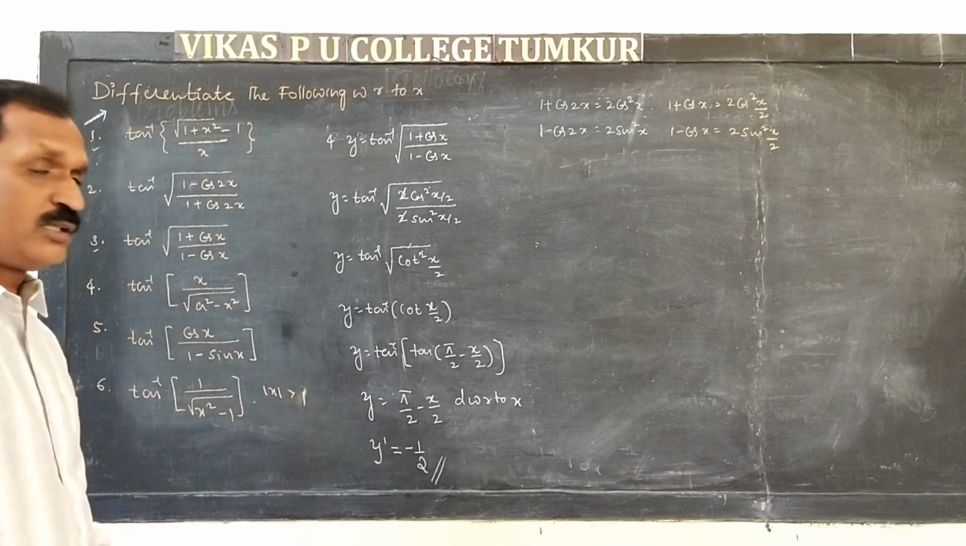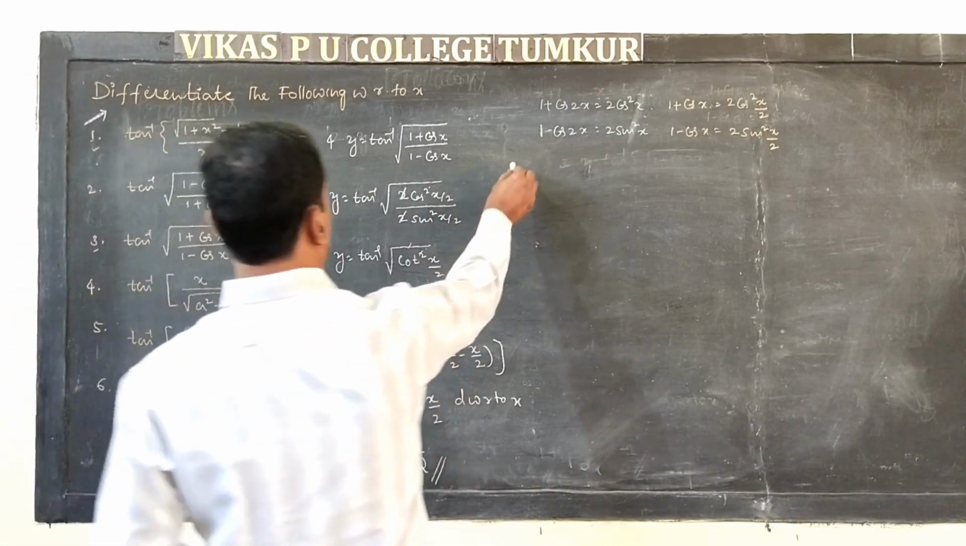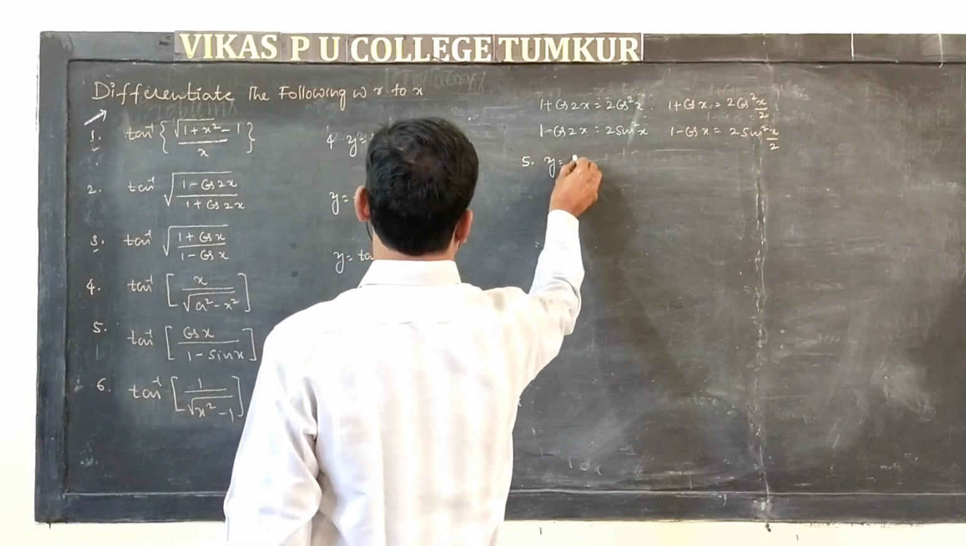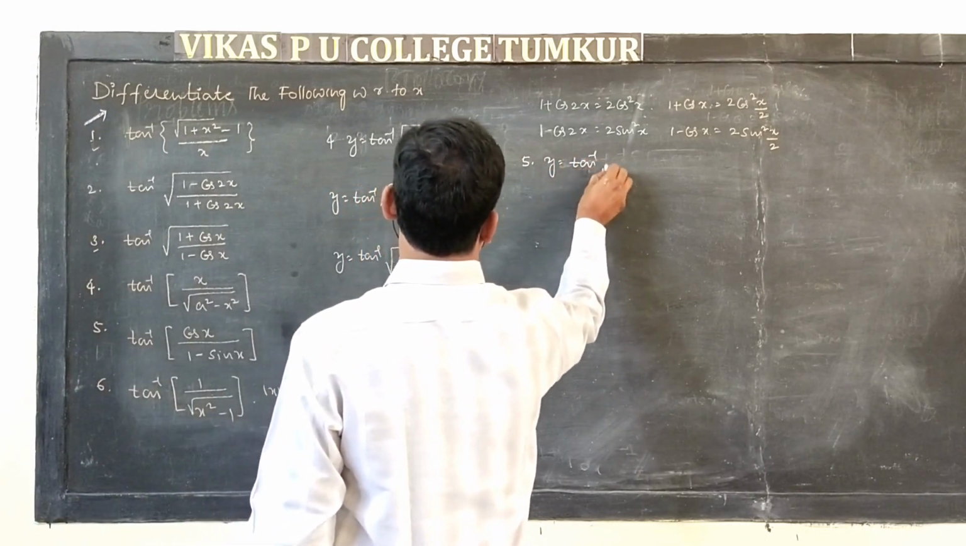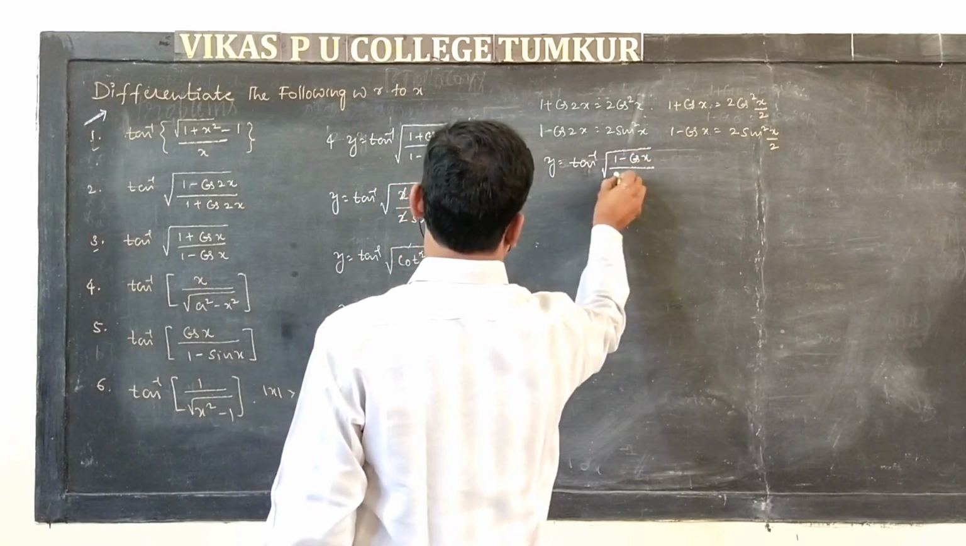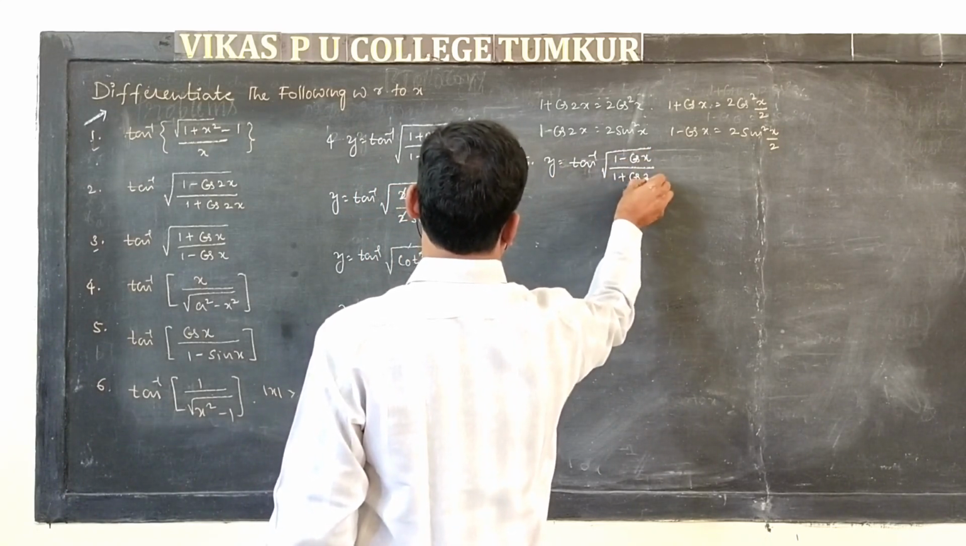Can you do it one more? Let's try one more. Similar problem. y is equal to tan inverse of root of, I will change the sign here now, 1 minus cos x by 1 plus cos x.